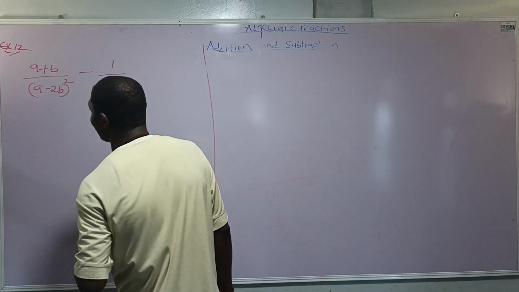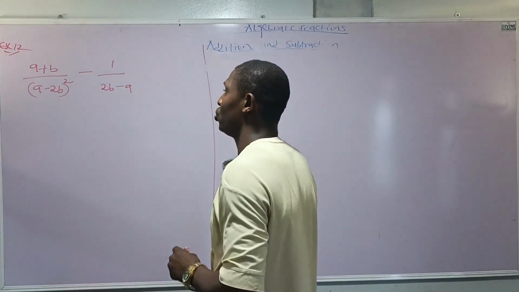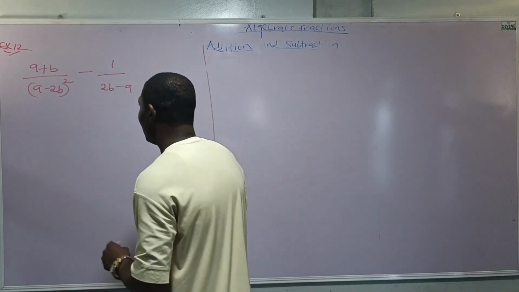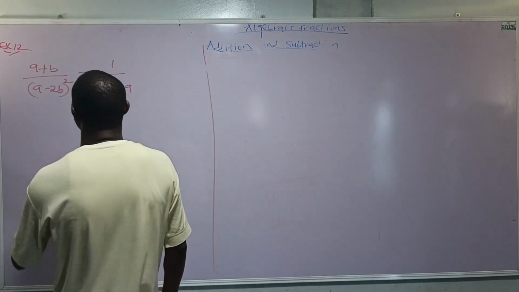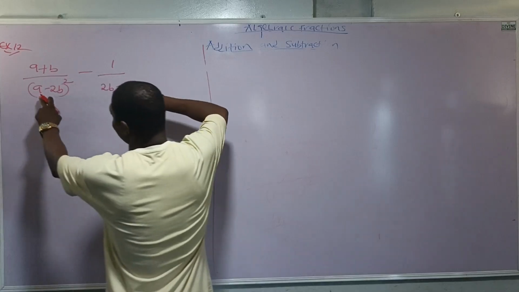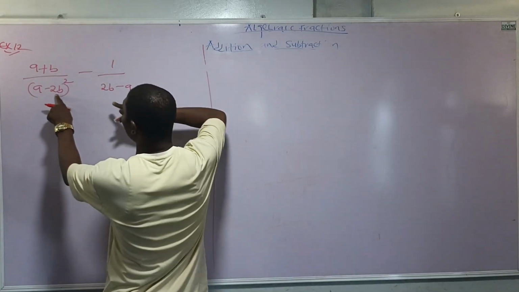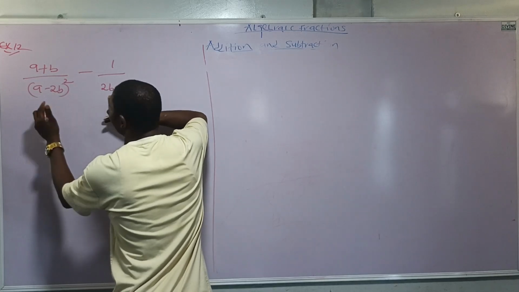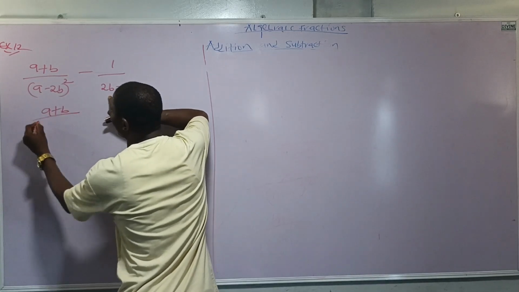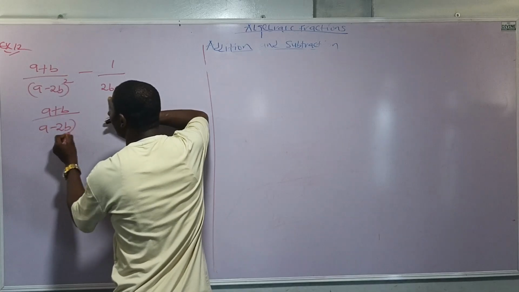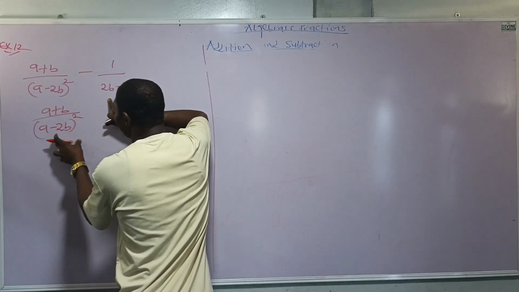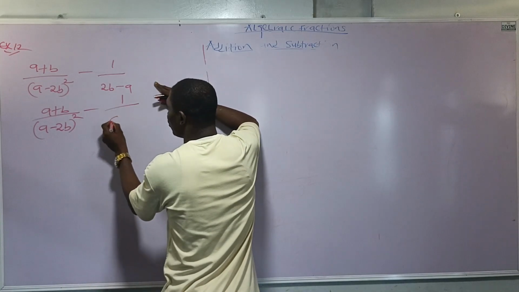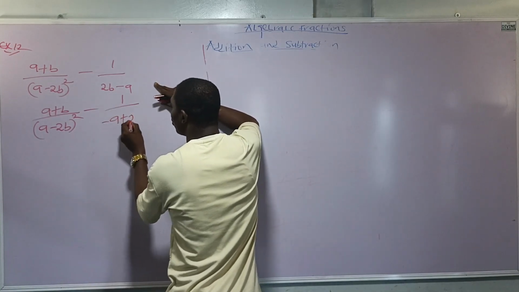So we have (a plus b) all over (a minus 2b) squared minus 1 all over (2b minus a). Now, here is positive a, this is negative a. This is negative 2b, this is positive 2b. So we'll focus on the inner, a plus b all over (a minus 2b) squared. Since this is squared, it's better I focus on this. I'll have 1 all over, rearranging this, negative a plus 2b.